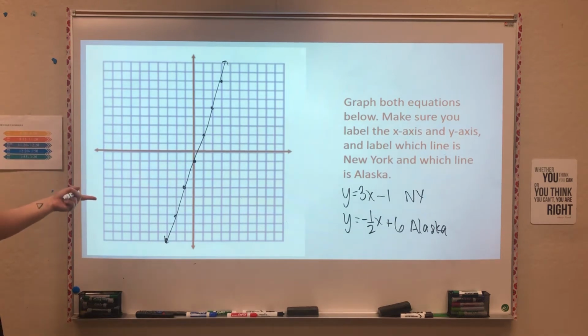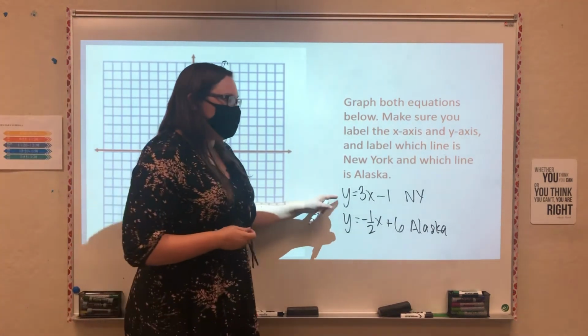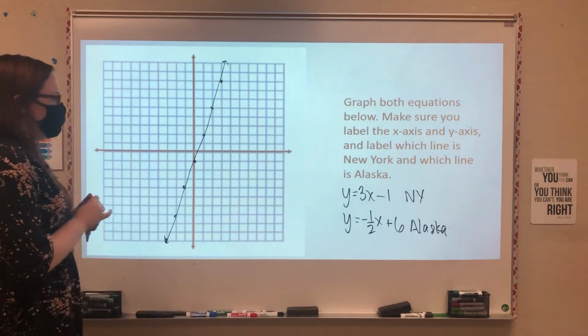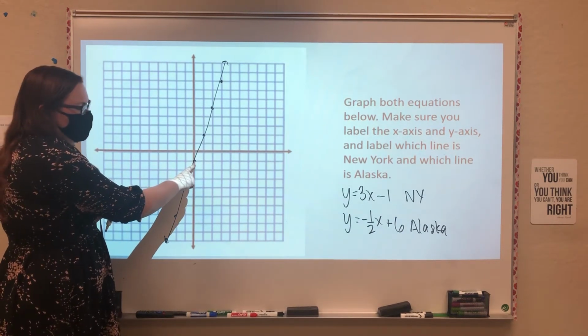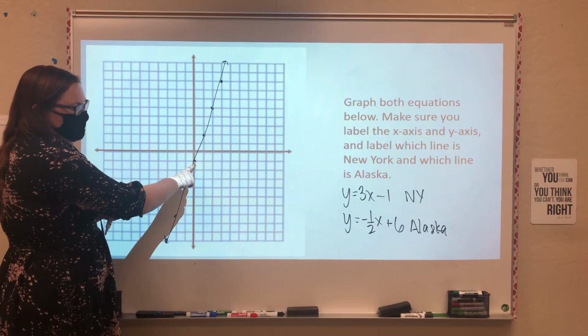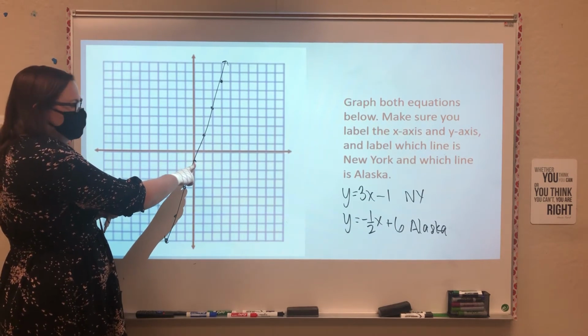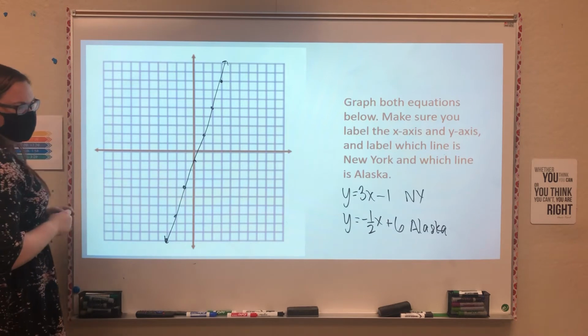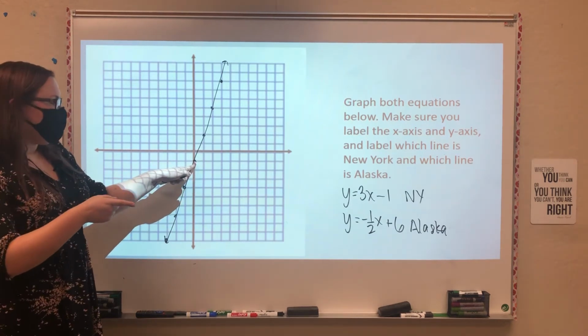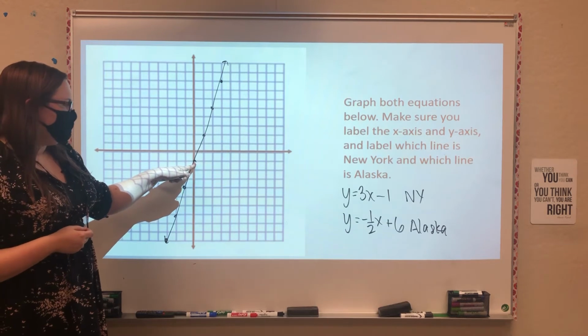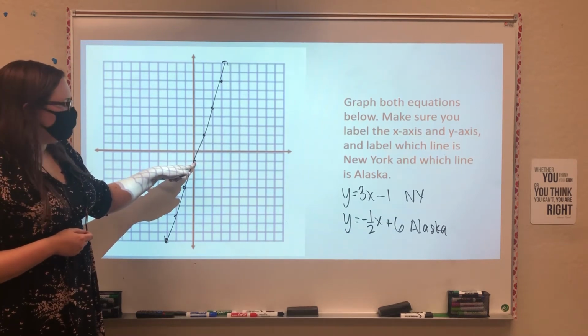So we've got this line. Remember we said this equation here is describing the temperature in New York. So I could see this point right here. You had already told me earlier what this point represents. This represents the y-intercept, or where you start. So this point right here is telling me where I'm starting at a temperature of, what number would that be? Negative 1. Negative 1.